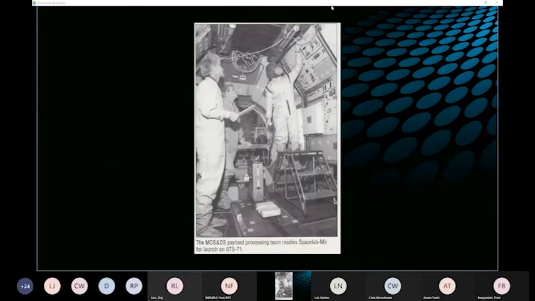Here's a photo of me working inside a module like the one you just saw. So doing some kind of electrical installation.